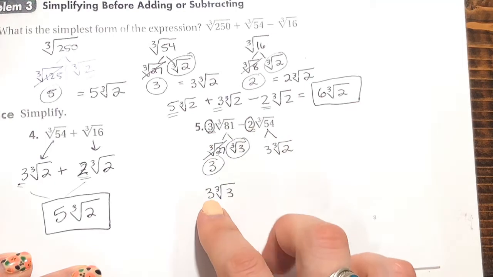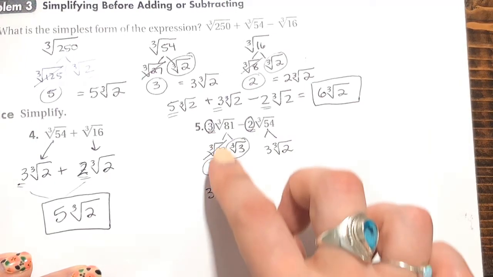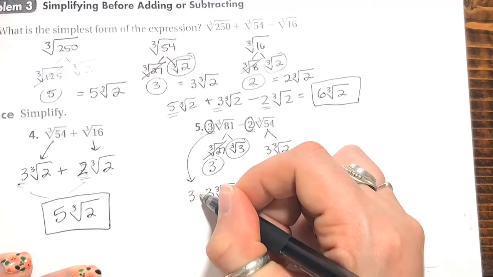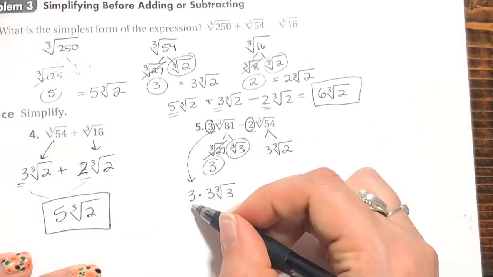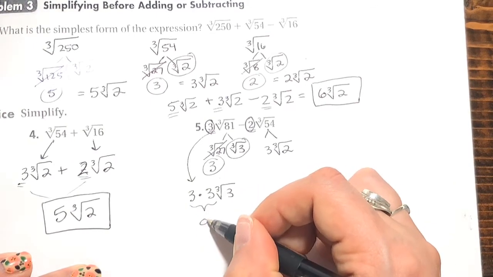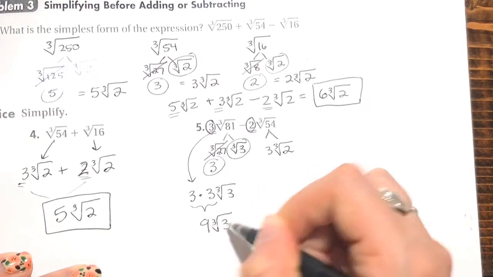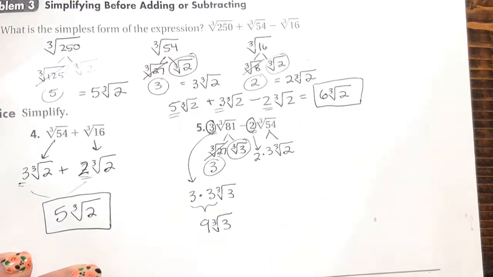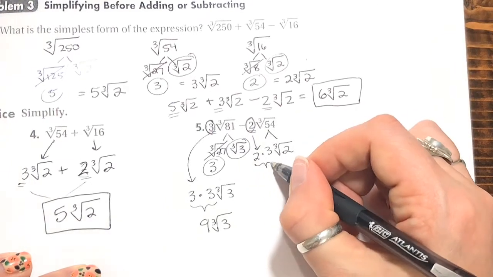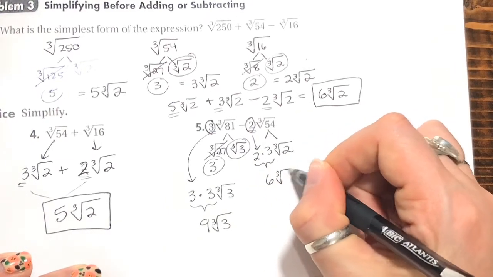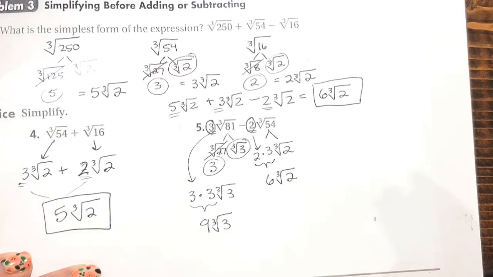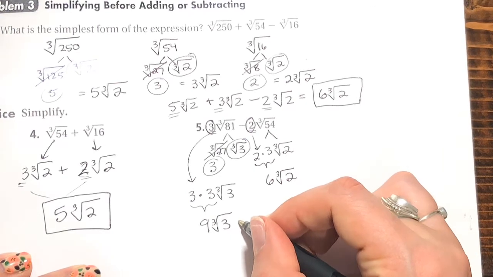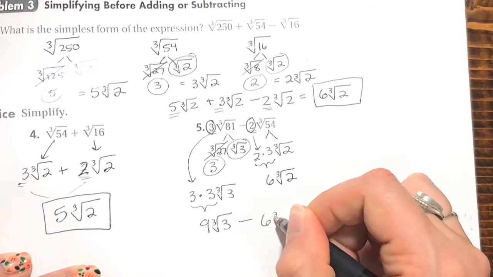Because when I did this, I got a 3 out front, but this 3 is different than the 3 that I started with. So I need to bring this 3 down and they end up getting multiplied. So I get 3 times 3, which is 9 cube roots of 3. And same with this 2. I need to bring this 2 down so that I get 2 times the cube root of 2. Well, 2 times 3 is 6 cube root of 2. So our new problem, if we rewrote it, originally it was being subtracted, we would take the 9 cube root of 3 and we would subtract 6 cube root of 2.